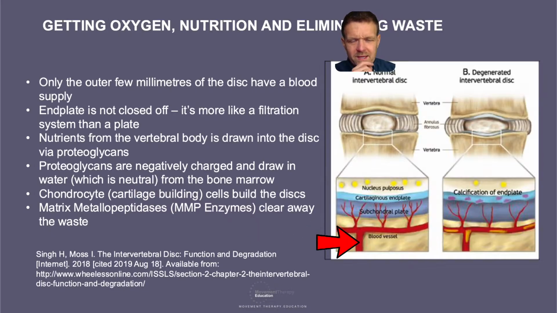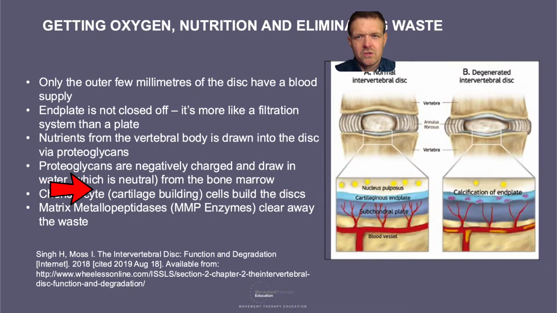So we talked about this, the fact that the disc gets its hydration from the bones. So the bones below and the bones above, they have a blood supply, and that blood supply permeates through the subchondral plate into this cartilaginous end plate. So it's not a plate, it's not walled off, it's a bit like a sieve, so it can pass nutrients through, and that is how your disc will get its nutrition.